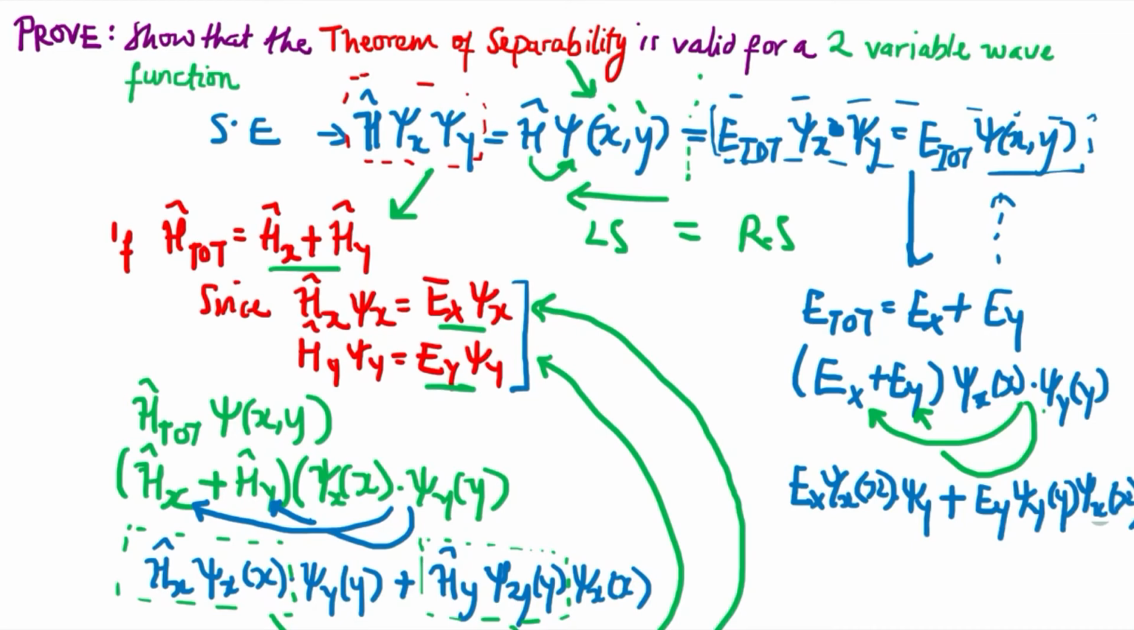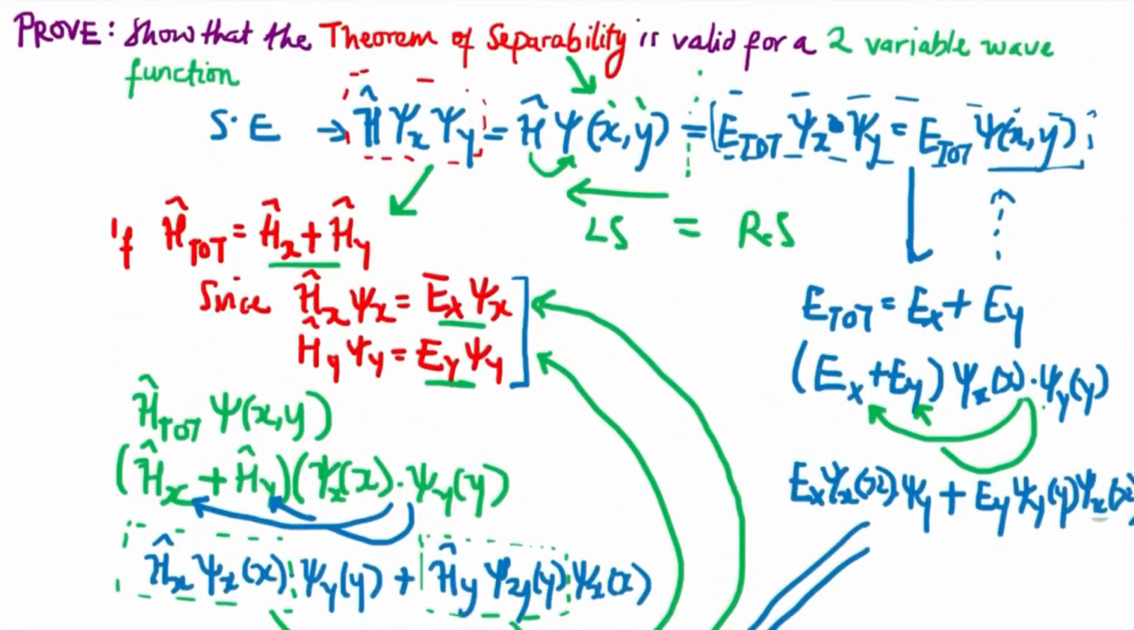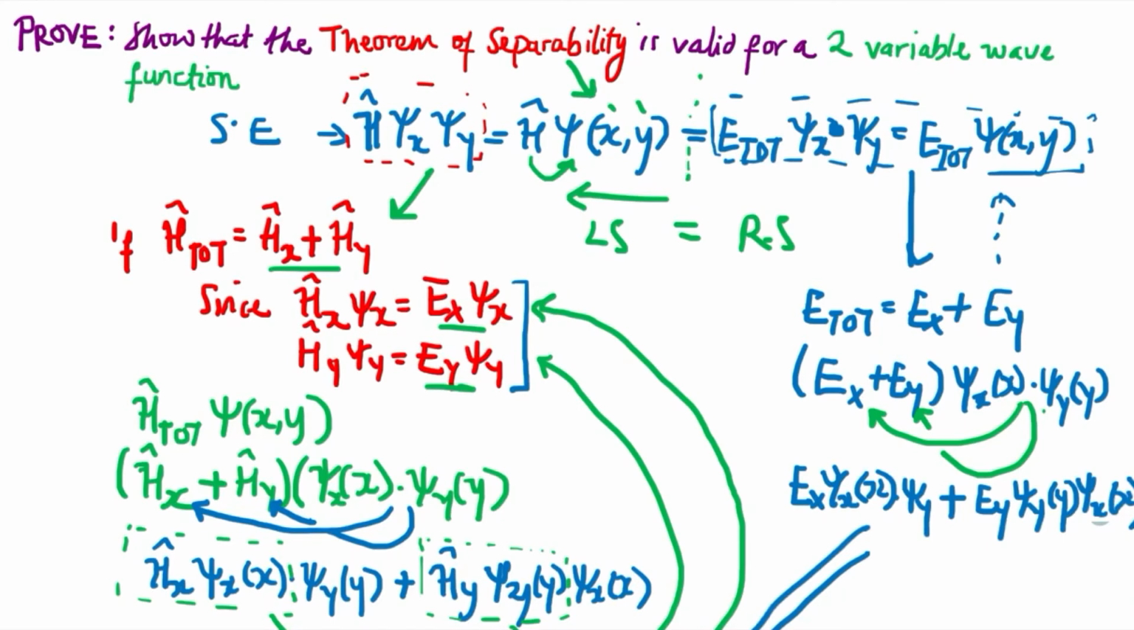So you can see now that the left side is equal to the right side, and this actually proves that this theorem of separability is valid for a two variable wave function, pretty much using the Schrödinger equation. That's about it for this particular video.